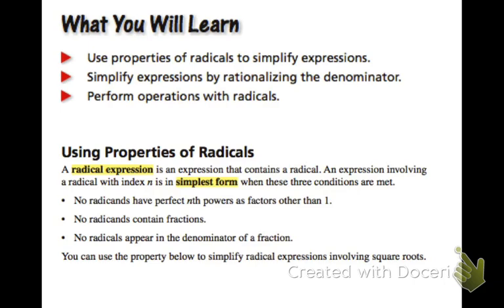So a radical expression is an expression that contains a radical. An expression involving a radical with index n is in simplest form when these three conditions are met. No radicand has perfect nth powers as factors other than 1, and a radicand is the number underneath the radical symbol. No radicands contain fractions, and no radicals appear in the denominator of a fraction. So you can use the properties below to simplify the radical expressions involving square roots.